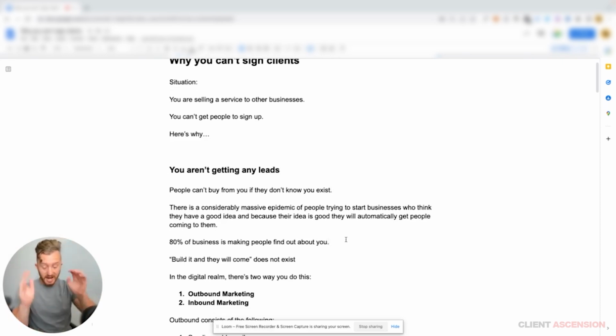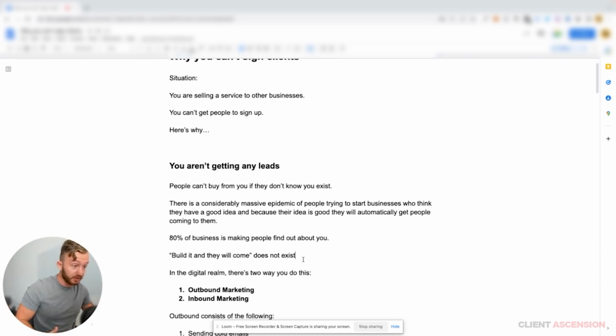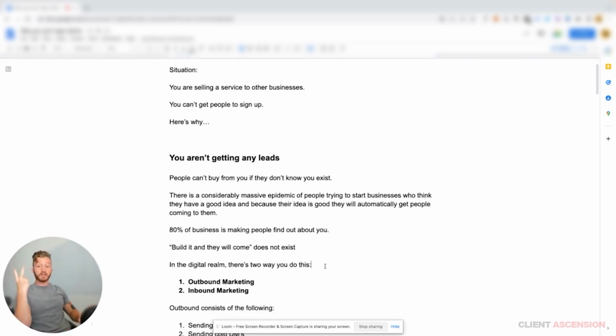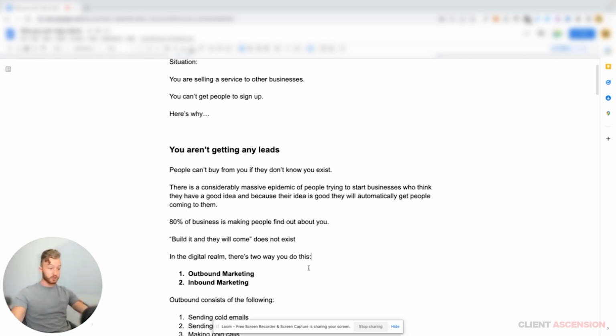80% of what you will do in perpetuity for the existence of your business is trying to sell your thing. That is quite literally what you're doing the whole time, right? So build it and they will come does not exist. In the digital realm, there are two ways you can get people to find you, right? There's outbound marketing and there is inbound marketing, right?